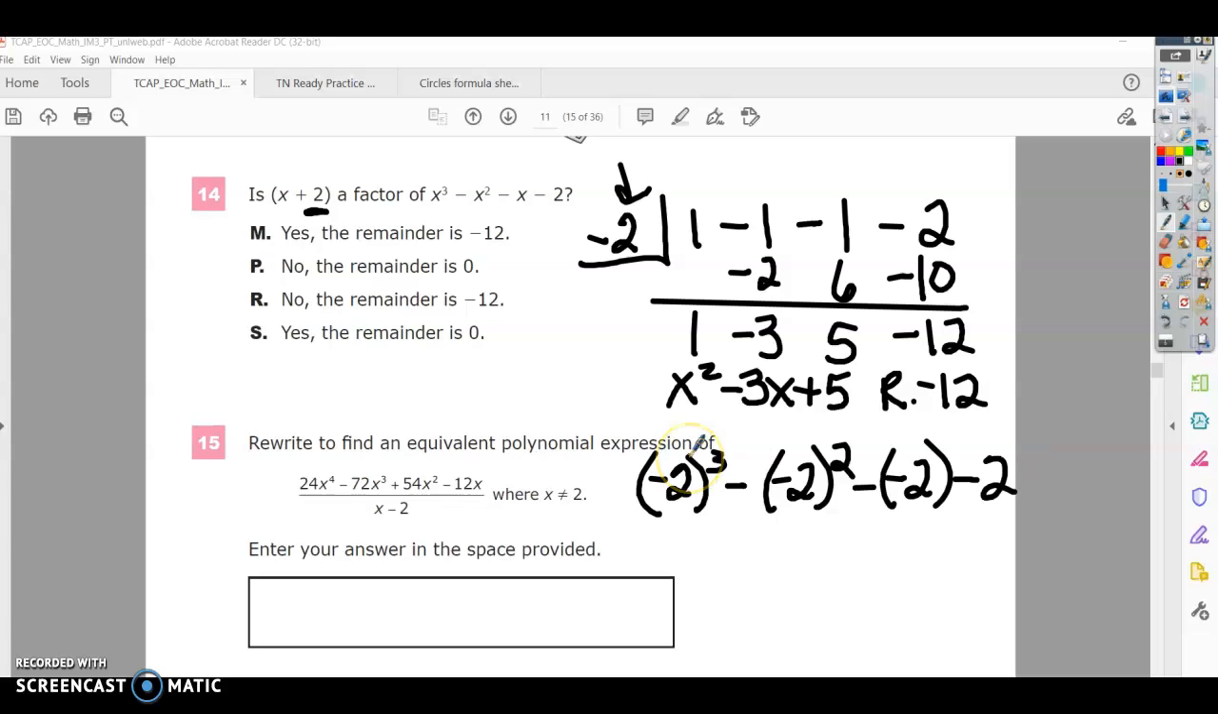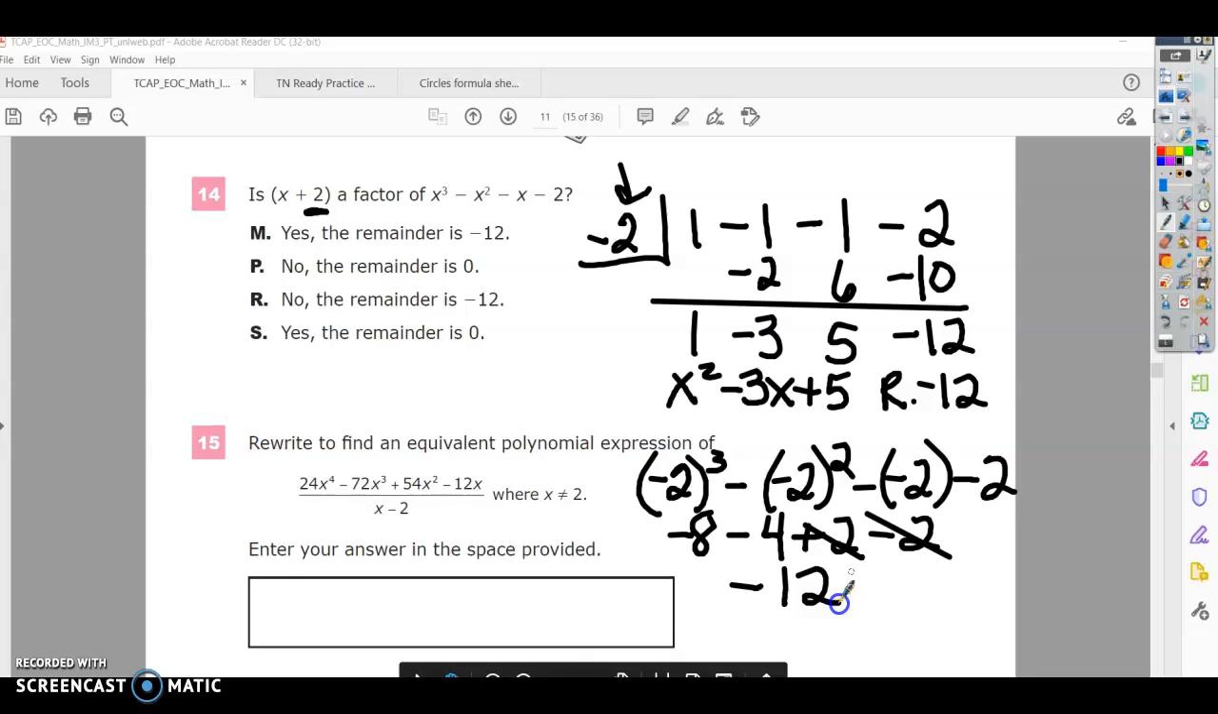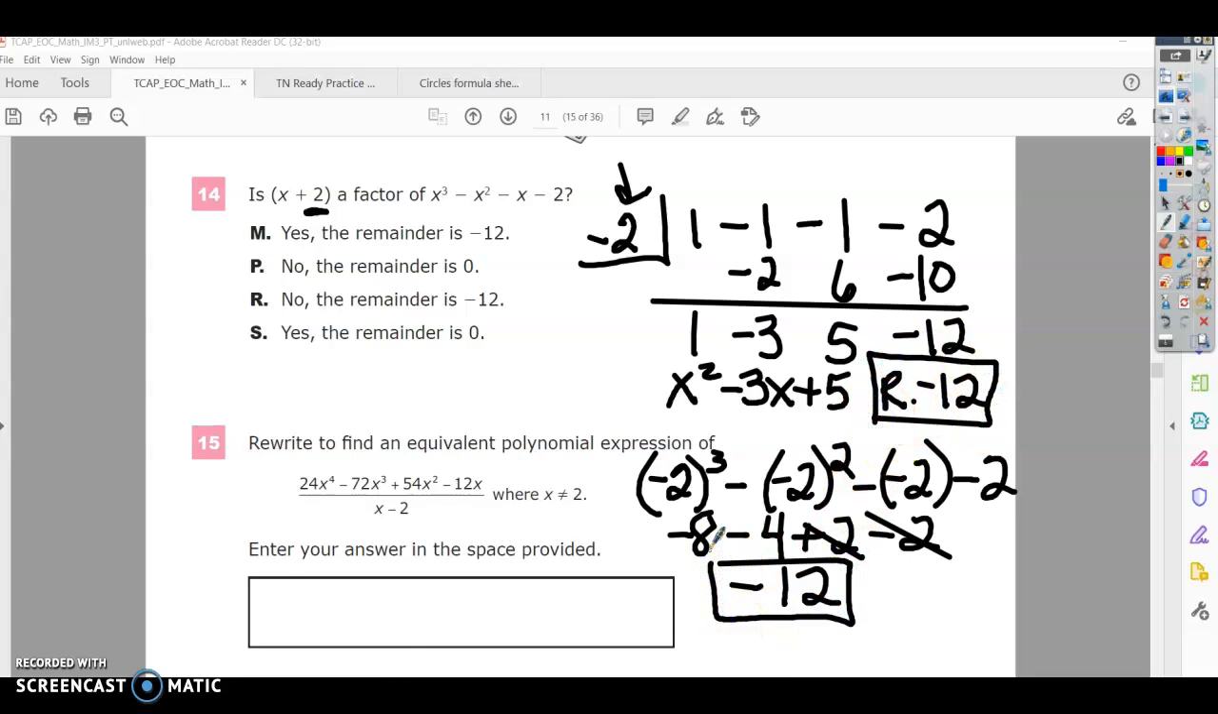Alright, so if I just plug this number in, I can get the remainder. If the remainder is 0, that means it is a factor. If it's not 0, then it's not a factor. So, negative 2 cubed is negative 8. We do negative 2 squared, which is positive 4, but then the negative here still gives me a negative. And then a negative times negative is plus 2, minus 2. So these cancel, and this gives me negative 12, which again, same answer, just a different method to get there.